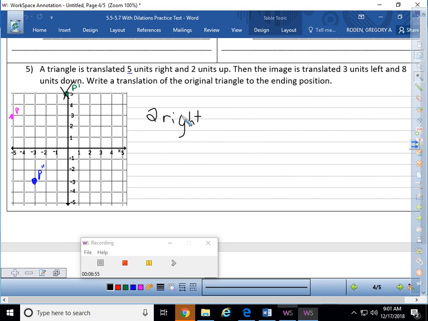Sorry for the messy handwriting here, I'm using my mouse. And after that, we go 2 to the right, and I think we go 6 down. And again, we just ignore this middle point because we only want to know from the first one to the last one.